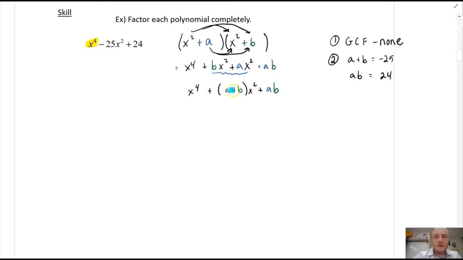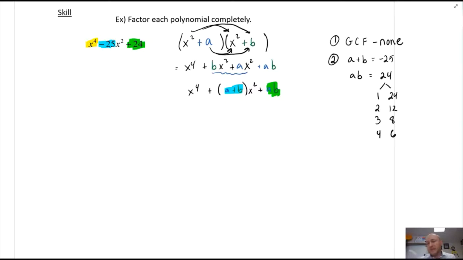So again, here's what we're trying to do. We're trying to figure out what two numbers add up to give us negative 25, as well as multiply to give us 24. If you forgot the process, what you want to do is break down 24. What factors of 24 are there? That's 1 times 24, 2 times 12, 3 times 8, and 4 times 6. Those are my factors, and if I add them up, none of them add up to negative 25. What do I do?